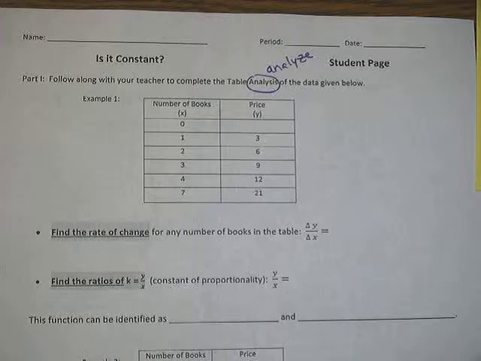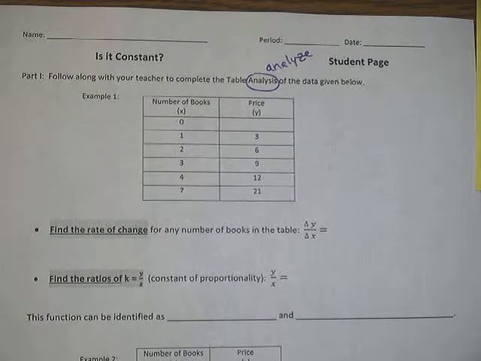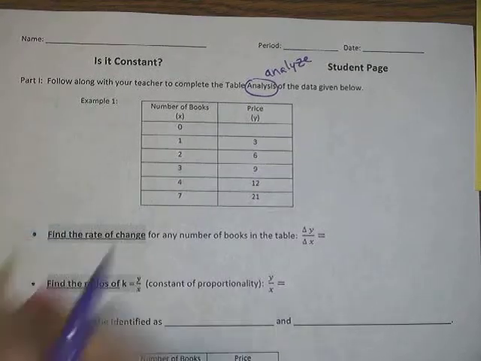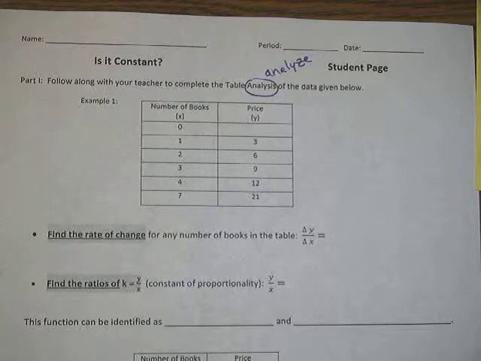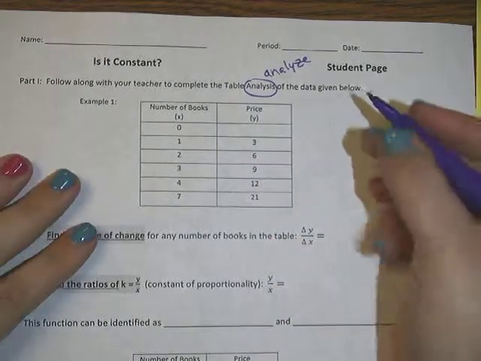Okay? So we're going to do the exact same thing that we just did in our notes, but we're going to do it in a different table. You're going to do it, I'm going to do it, and then we'll compare. So right now, the first thing you need to do is check for the delta y.